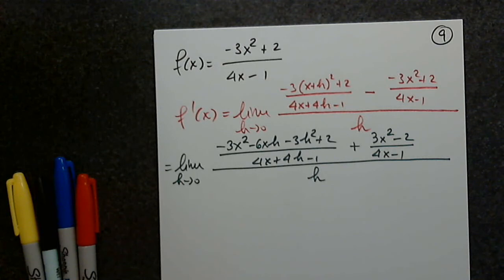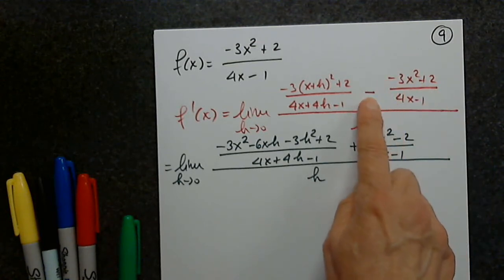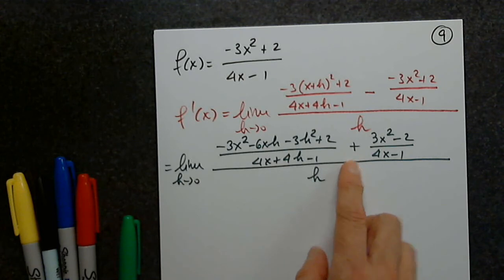Are we in agreement so far? Yes. Everyone? Any questions here? If it's not clear, please don't be shy. So I factor out negative 1. I get negative 3x squared minus 2, and that negative will eliminate this, so I have plus. Is that okay?